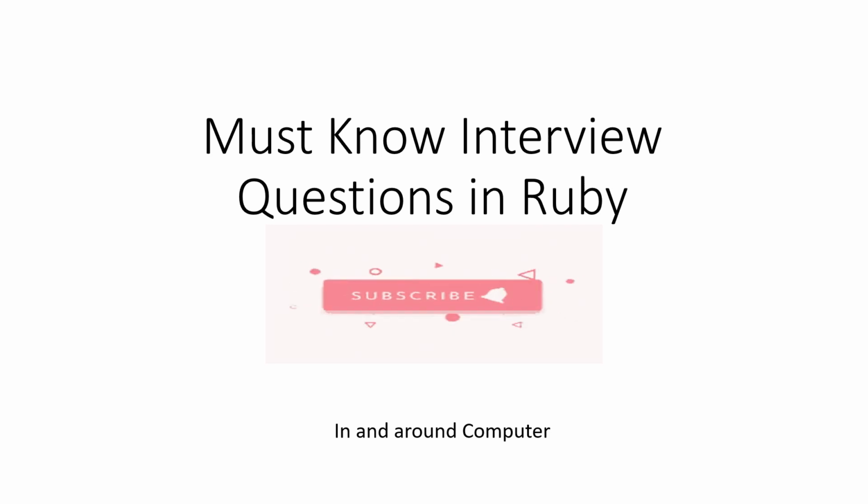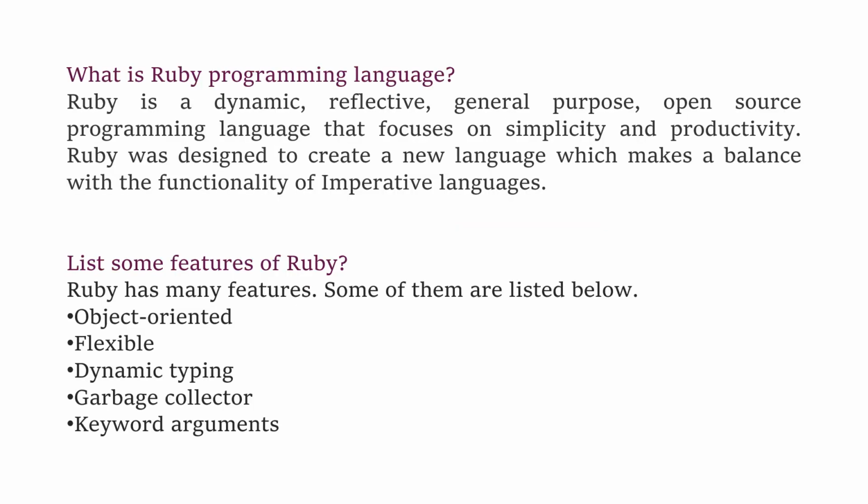In this video, we are going to see the must-know interview questions in Ruby. What is Ruby programming language? Ruby is a dynamic, reflective, general-purpose, open-source programming language that focuses on simplicity and productivity. Ruby is designed to create a new language which makes a balance with the functionality of imperative languages, that is, other programming languages in the market.